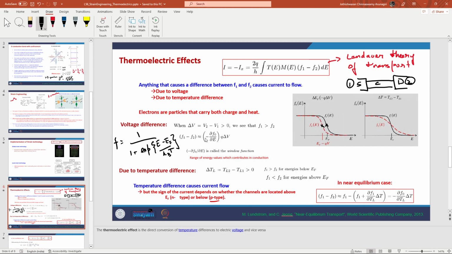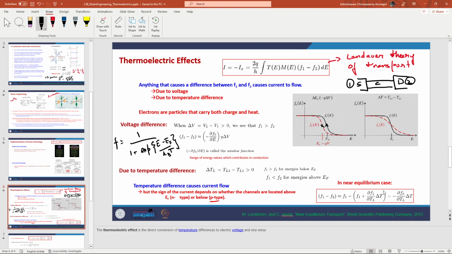So for small voltages, F1 minus F2 can be written as minus dou F naught by dou E times delta Q delta B. This is from the Taylor series expansion, and this quantity is the Fermi window function, as mentioned right here.